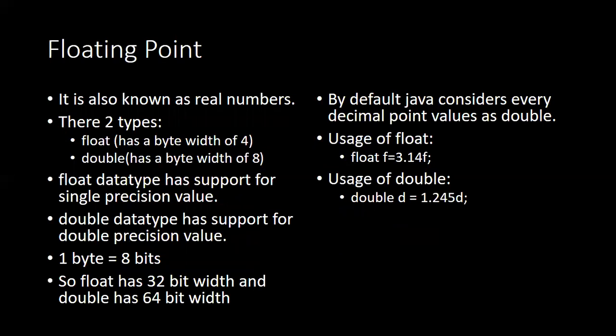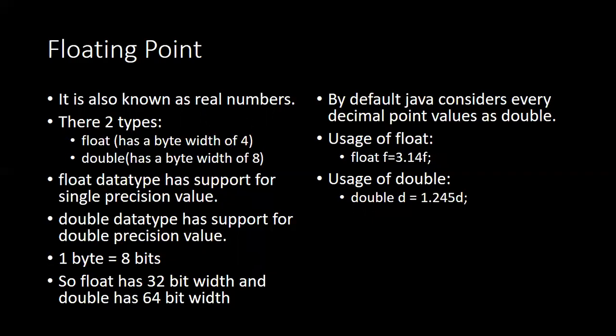Now the floating point. The floating points are known as real numbers. There are two types of floating points in Java: float and double. Float has a byte width of 4, so it has a bit width of 4 times 8, that is 32 bit width. And double has a byte width of 8, so in terms of bits it is 64 bit width. So float data type supports single precision value, and double data type supports double precision value.